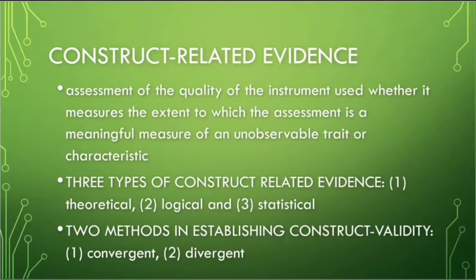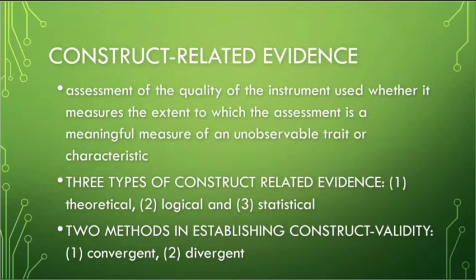Next is the construct-related evidence. This construct means an individual characteristic that explains some aspect of behavior. And when we talk about construct-related evidence, if we are referring to an individual characteristic or trait, then this refers to the assessment of the quality of the instrument used, whether it measures the extent to which the assessment is a meaningful measure of an observable trait or characteristic.